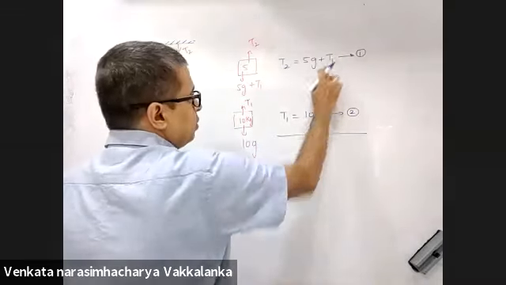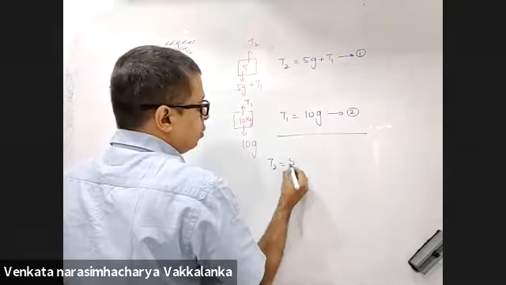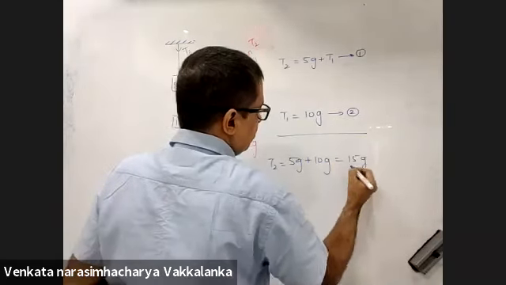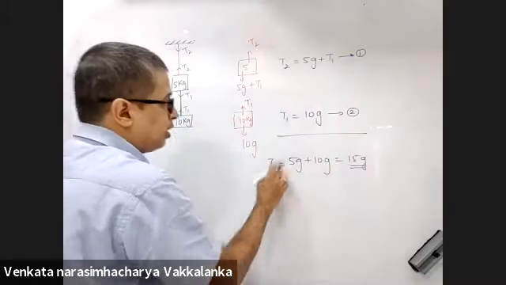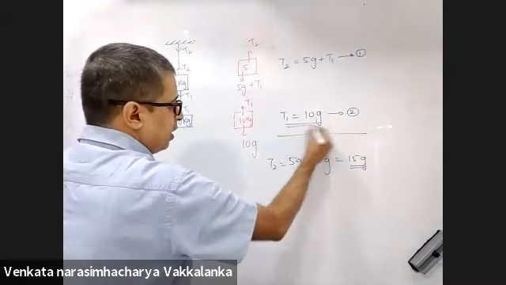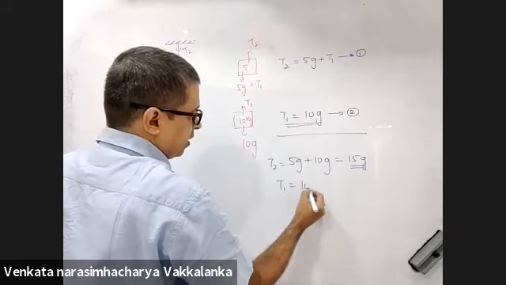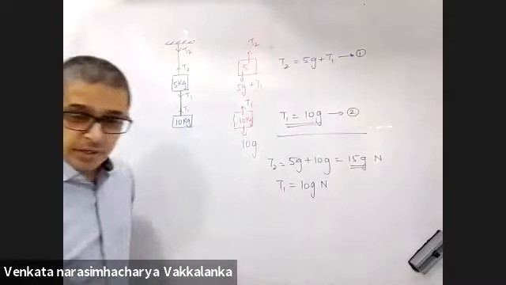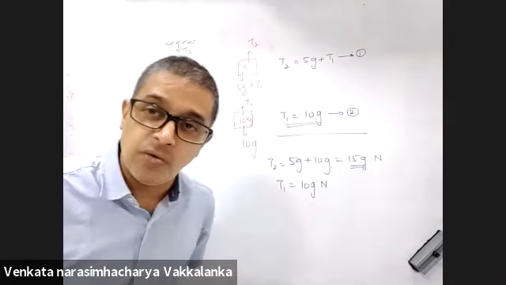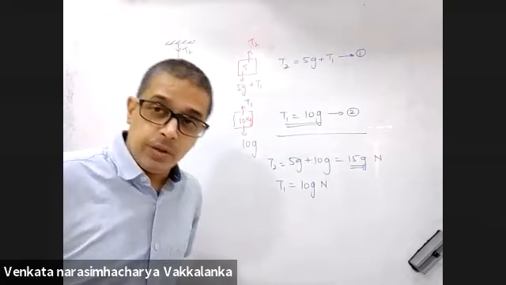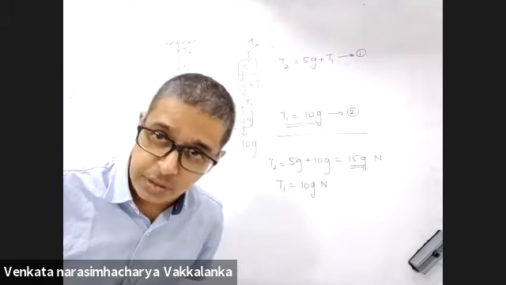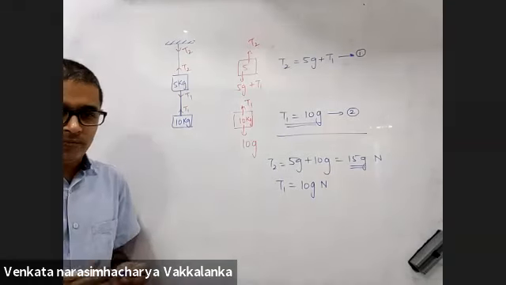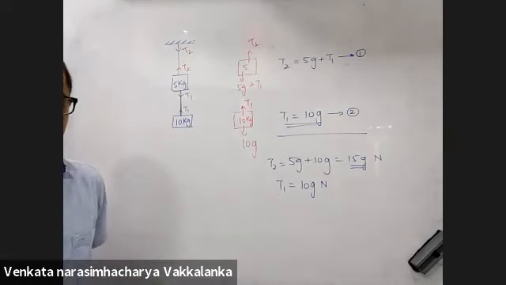Now substitute this T1 here. T2 is 5g plus 10g. This is 15g. I got T2. T1 is already got as 10g Newton. 15g Newton. Units of force is Newton. Take it down till here. I'll give you one problem which you will solve on your own.